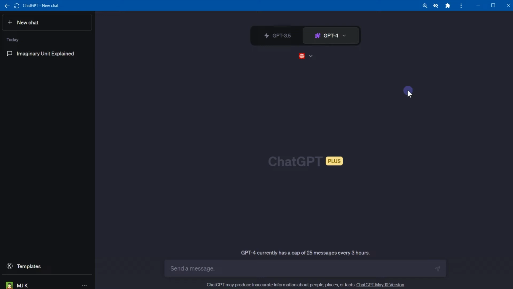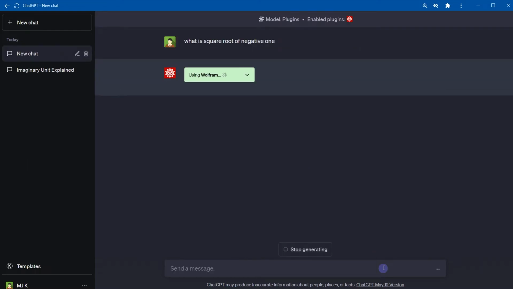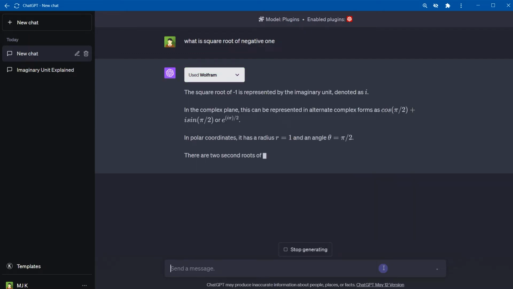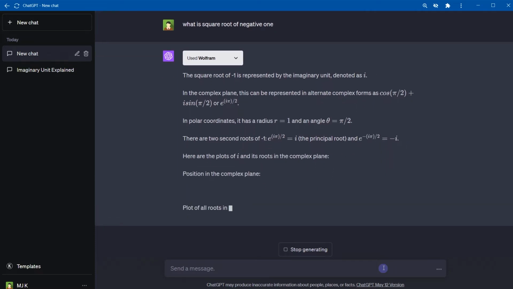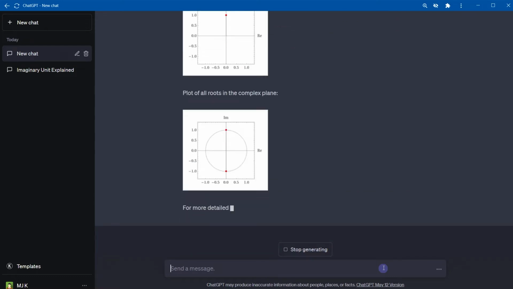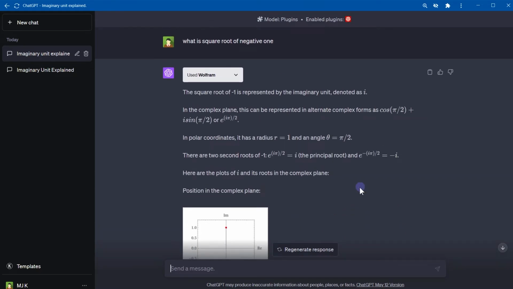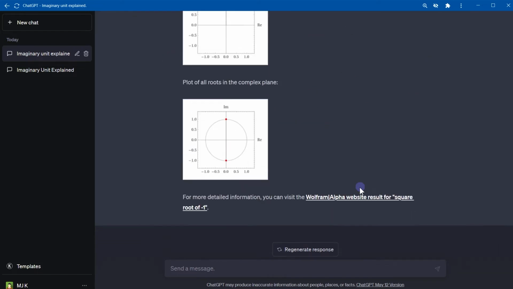Let's ask same question. What is square root of -1? The plugin was selected by ChatGPT automatically. Now you see graphs and images in ChatGPT. ChatGPT alone is not able to show images, but plugins make it possible. You can click at the link provided at the end to explore more about it. Now this explanation is a lot better than provided by GPT-3 model.